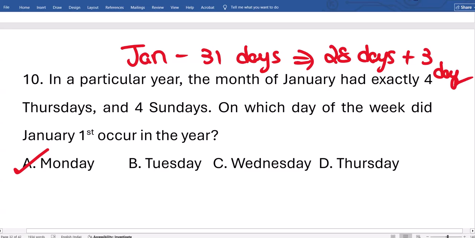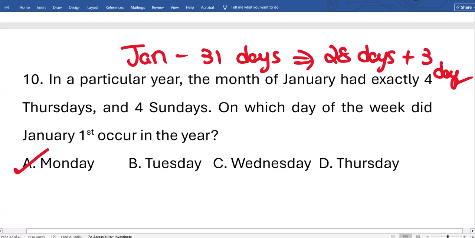Among these options, and even if options are not given, using that 4 Sundays point, you can find Monday is the only answer. So if it is a fill in the blank question, you can still answer with the second data, 4 Sundays. I'm answering Monday using only the 4 Thursdays condition. If I want only 4 Thursdays, I cannot start the month with Tuesday, Wednesday, Thursday. Eliminated. Then, if I want only 4 Sundays, I cannot start with Friday or Saturday. You see the logic?